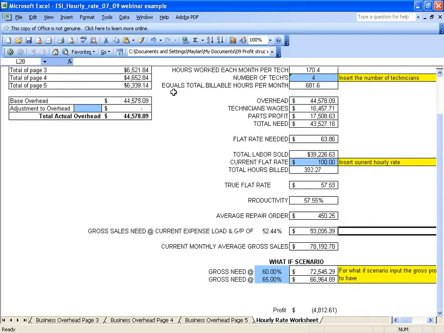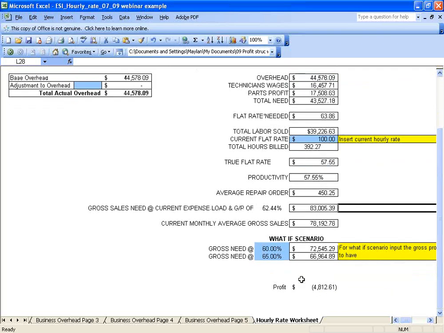Now, there's a couple things that he could do. He can lower these expenses, obviously. He can raise the gross profit. It's at 52. If he was to raise his gross profit to 60%, he only needs to do $72,500 to pay his bills because he's retaining more of each dollar. He's keeping 8 more cents of every dollar to pay his bills. If he was to jump to 65, he would only need to do $66,000 in sales. And the difference is he's losing $4,800 in the second scenario. In the first one, he was making $6,900.